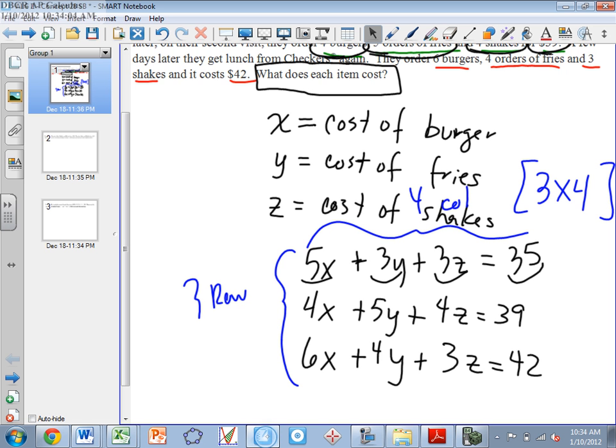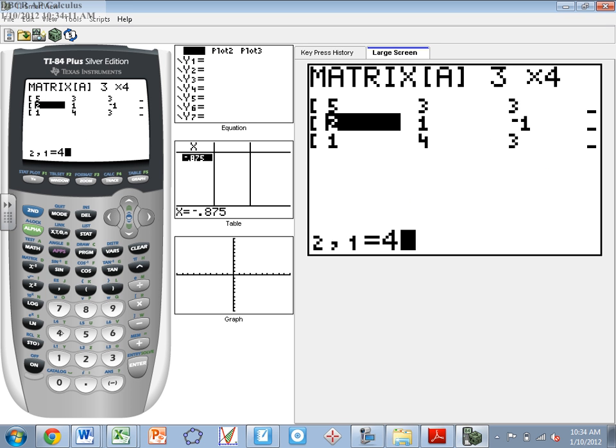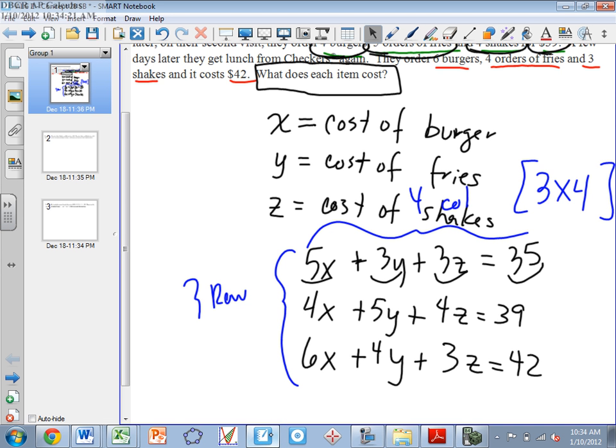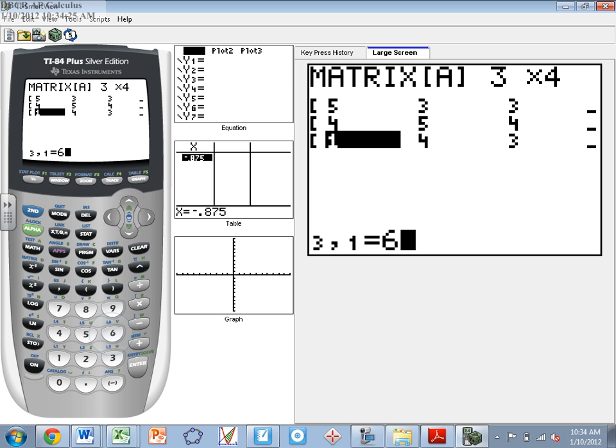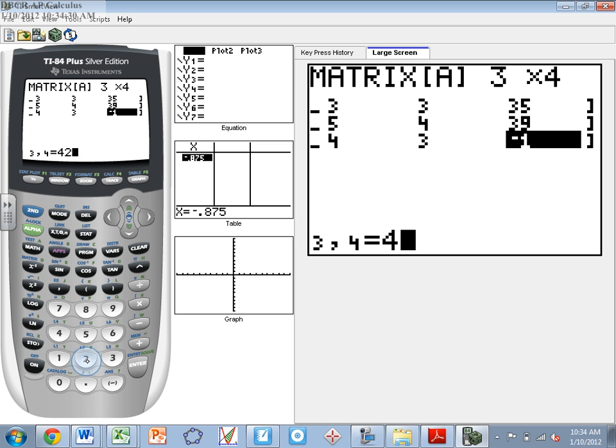The next line, quickly. 4, 5, 4, 39. I go back. 4, enter. 5, enter. 4, enter. 39, enter. Now I'm on the third row. On the third row, I go back and I look. 6, 4, 3, 42. 6, 4, 3, 42. Now, I'm done inputting my matrix.